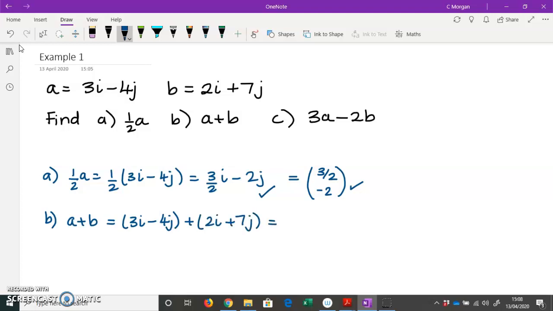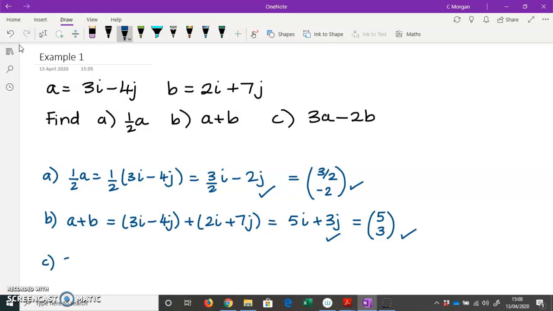So I'm going to add my i components together, so I can see I've got 5 lots of i, and I've got negative 4j, add 7j, and I've got 3 lots of j. If I wanted to, I can then write that in column vector notation as 5, 3, which would also be correct.